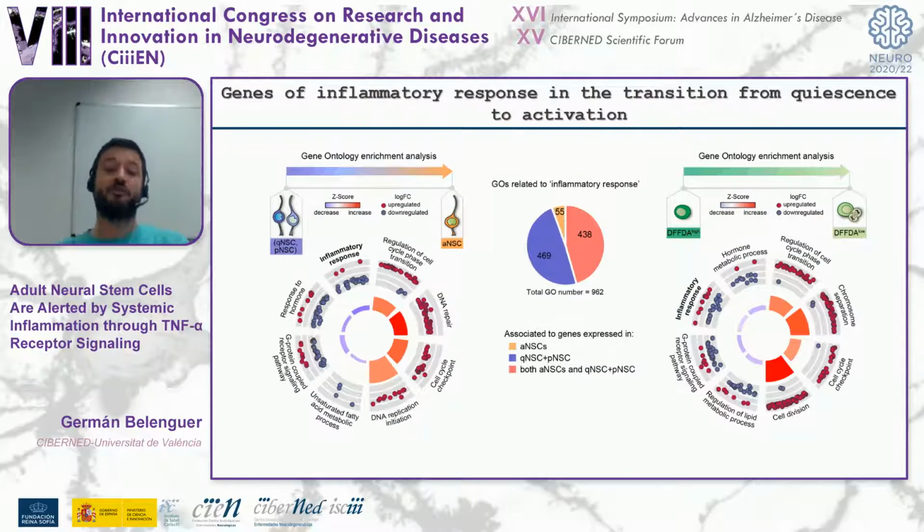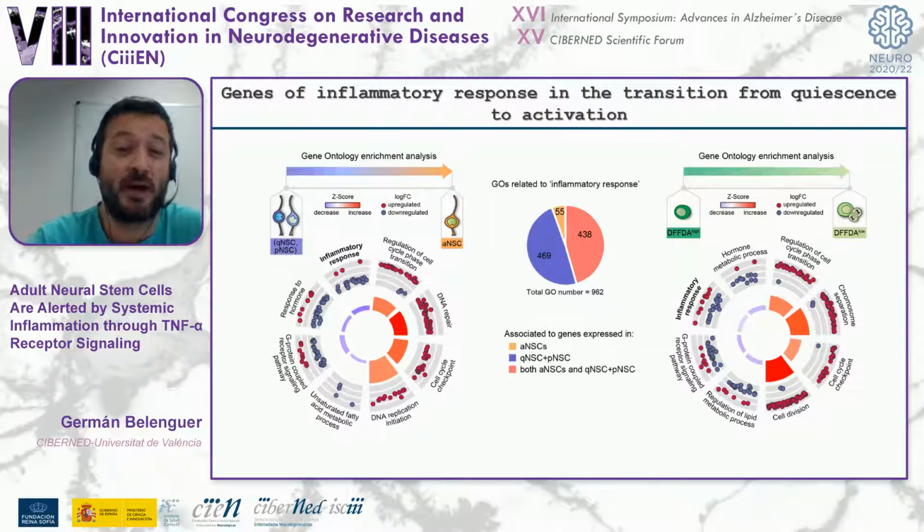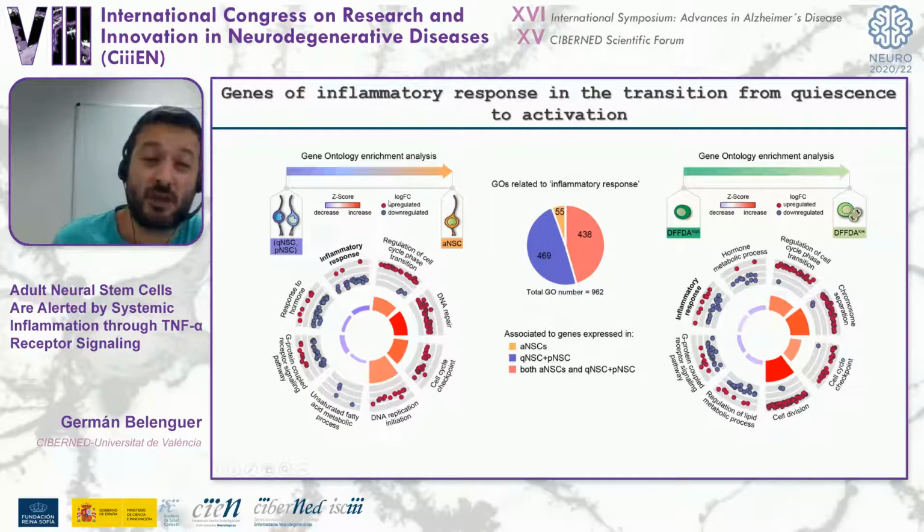And now, of course, if you know how to identify your cells, you can go back and try to understand how they function and how they are regulated. So we were interested in how the transition from quiescence to activation, and the other way around, is regulated. And one of the things that we realized is that quiescent fractions are enriched in gene signatures related to inflammatory response, not only in vivo, but also in vitro.